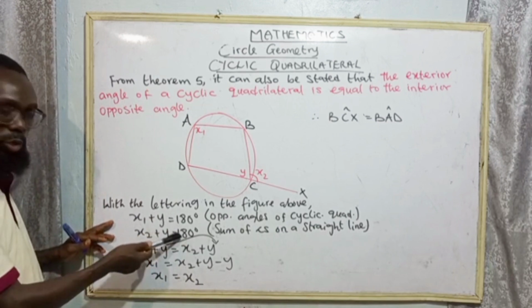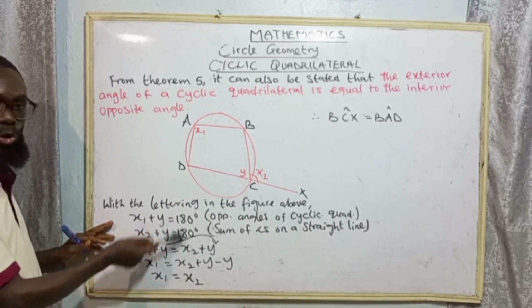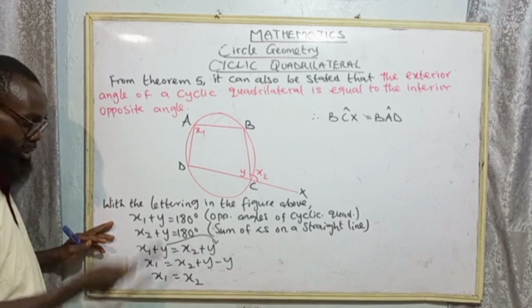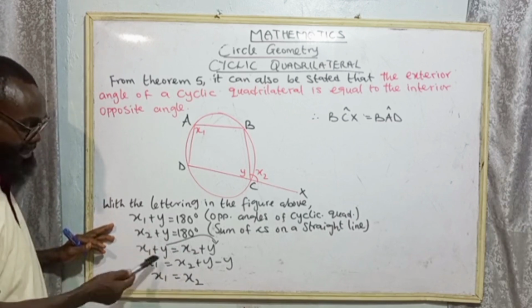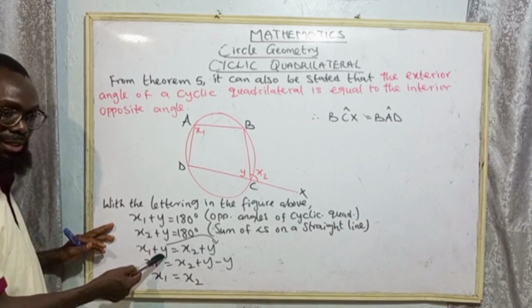S2 plus y equals 180 degrees. Both of them are equal to 180 degrees. Definitely this and this will be equal. S1 plus y will also equal S2 plus y, since this y is the same in both.